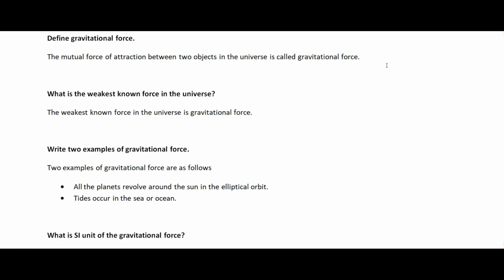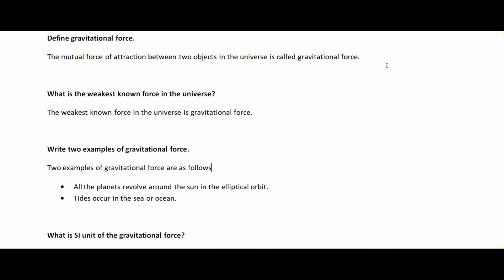So here I have mentioned two examples of the gravitational force which we can notice easily. All the planets revolve around the sun in the elliptical orbit. This is due to the gravitational force of attraction between the sun and the planets. And tides occur in the sea or ocean. It is also due to the gravitational force of attraction between the moon and the earth. So I think you become clear in this fact.